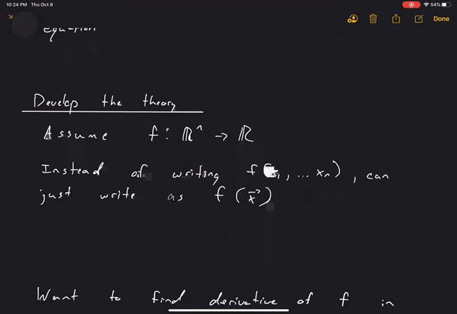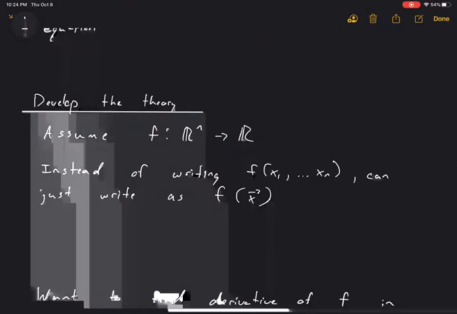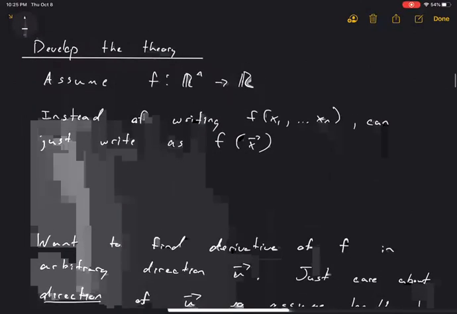But that can get cumbersome after a while. So a way we abbreviate that, instead of writing x1 to xn, I'm just going to write f of the vector x, where the vector x is equal to x1, x2, and so on. So they mean the same thing.